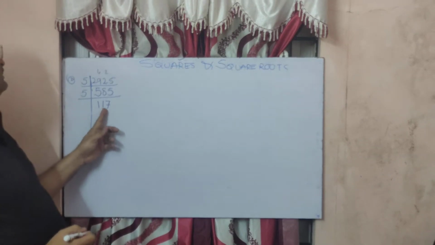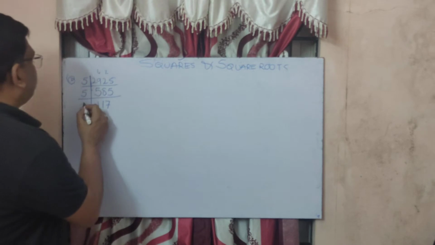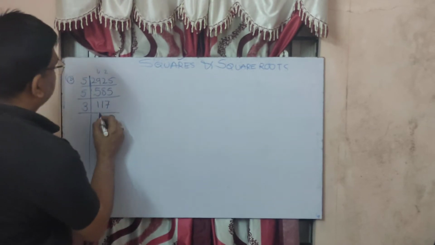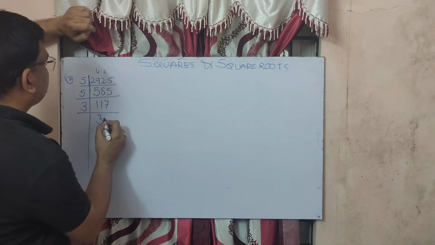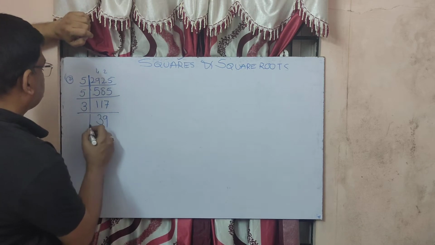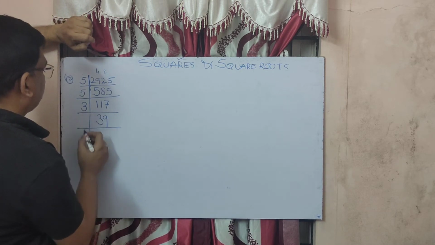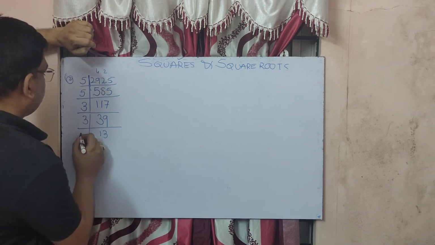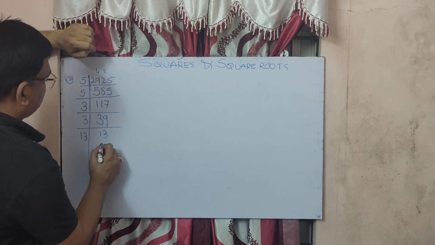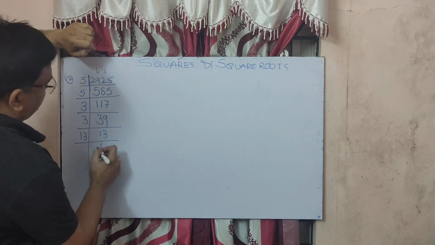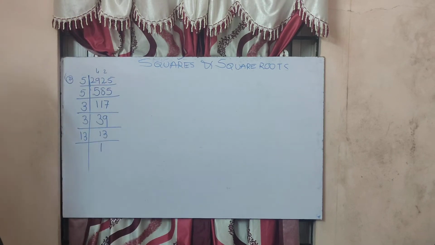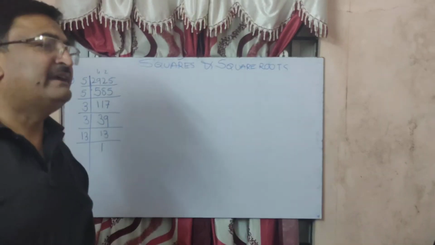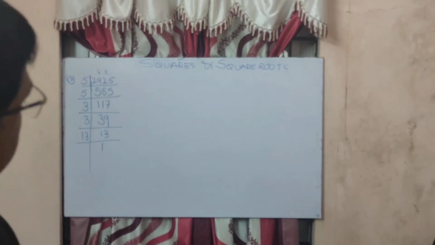1 plus 1 is 2, 2 plus 7 is 9. It means this will be divided by 3. 3 3s are 9, 2 remains, 27. 3 9s are 27, sorry. 3 1s are 3, 3 3s are 9. Now the remaining will be 13. 13 1s are 13. You cannot divide, because 13 is a prime number.